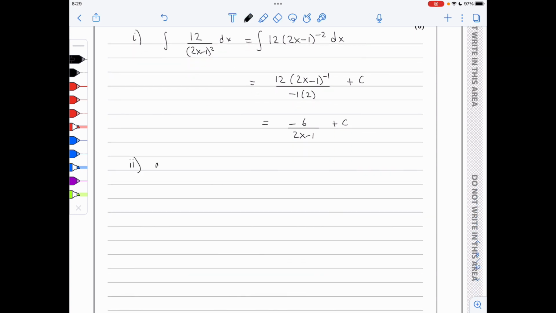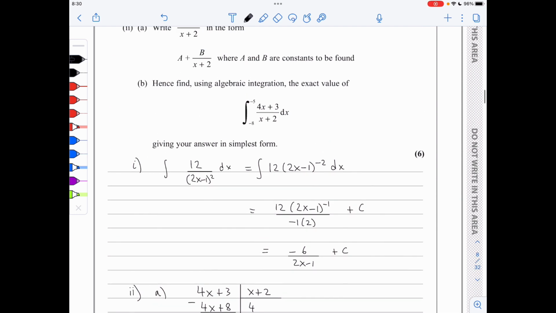So we've got 4x plus 3 divided by x plus 2. We know that we need to match the highest order term on the left. So x will be multiplied by 4 to give me 4x plus 8. I subtract, and I have a remainder of negative 5. And therefore we have that (4x plus 3) over (x plus 2) is equal to 4 minus 5 over (x plus 2). This was a necessary step in order for us to proceed into evaluating the integral here.